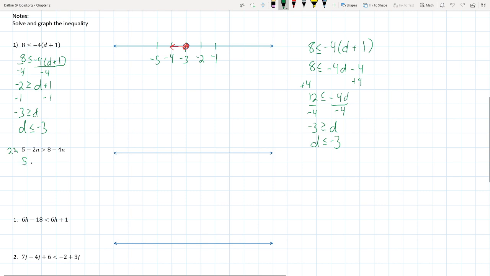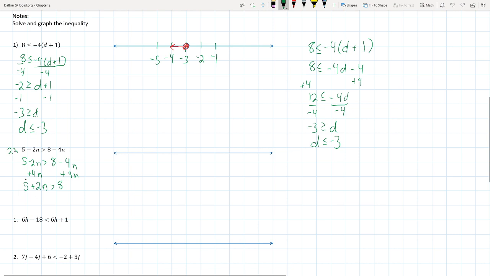How do I get rid of this -4n? I'm going to write this out again. 2n is greater than 8 minus 4n. How do I get rid of that? Well, I'm going to add 4 n's to both sides. So I get, apologies, 6n is greater than 8.